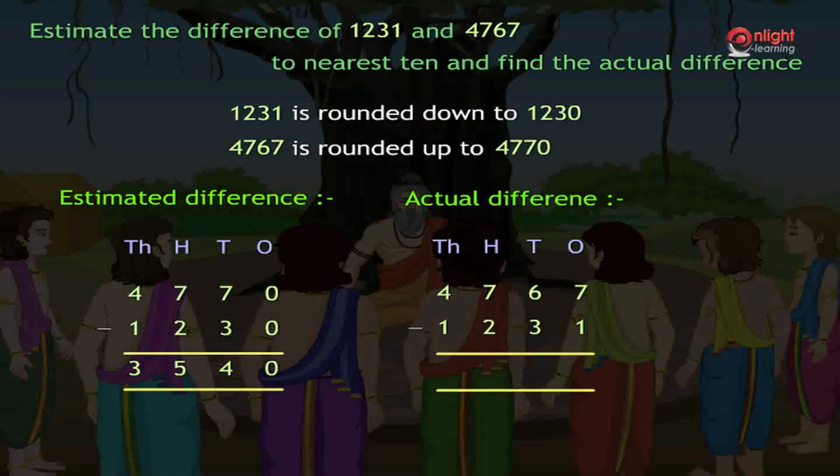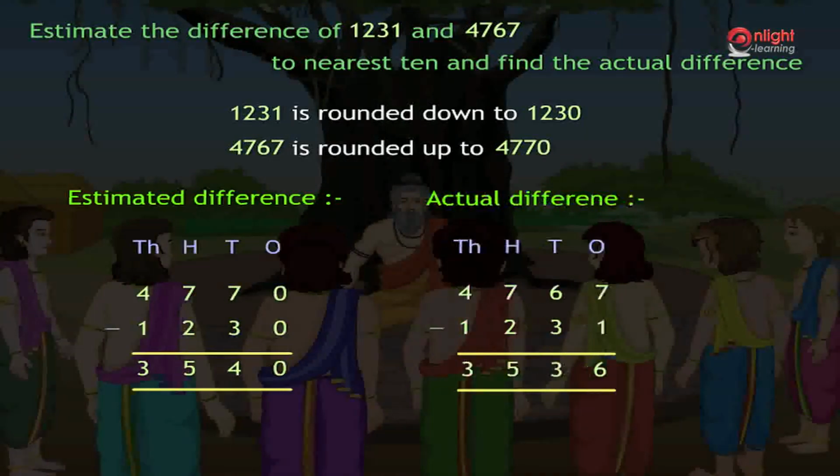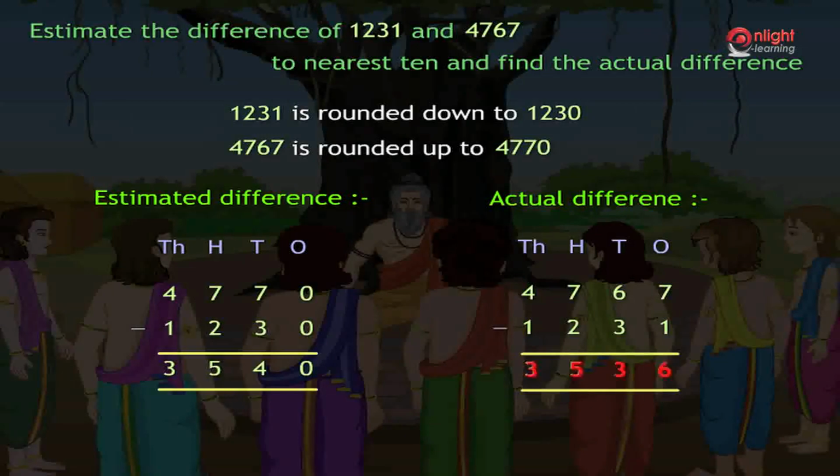4767. We start subtracting from ones. Subtracting 1 ones from 7 ones, we get 6 ones. Subtracting 3 tens from 6 tens, we get 3 tens. Subtracting 2 hundreds from 7 hundreds, we get 5 hundreds. And 1000 from 4000, we get 3000. Hence, the actual difference we get is 3536.